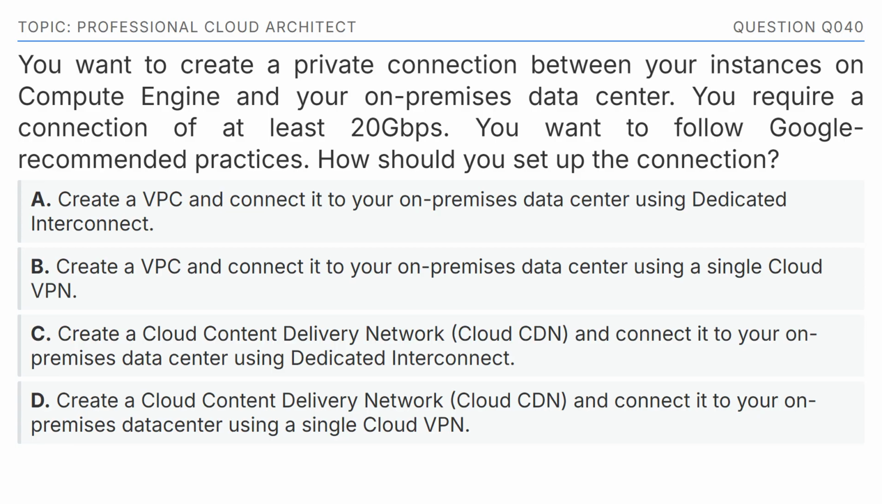Option B, create a VPC and connect it to your on-premises data center using a single Cloud VPN. Option C, create a Cloud Content Delivery Network, Cloud CDN, and connect it to your on-premises data center using dedicated interconnect. Option D, create a Cloud Content Delivery Network, Cloud CDN, and connect it to your on-premises data center using a single Cloud VPN.